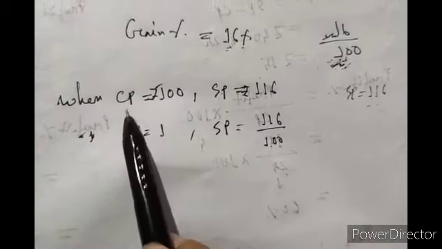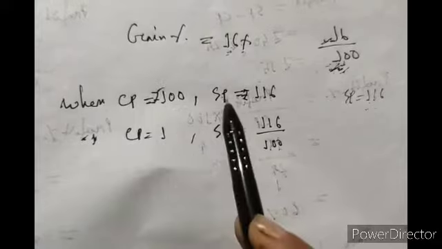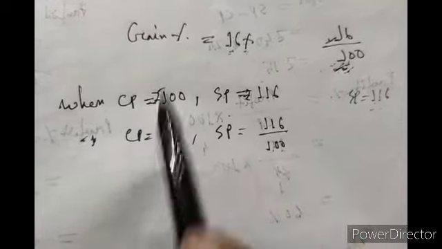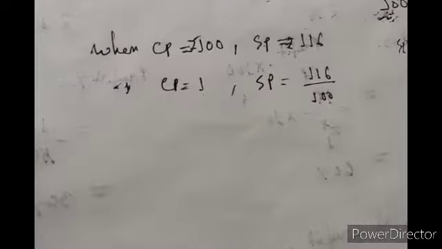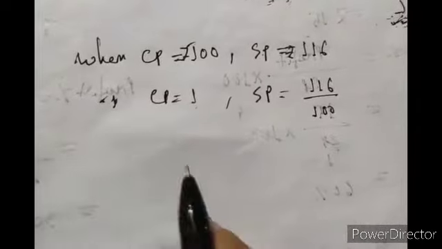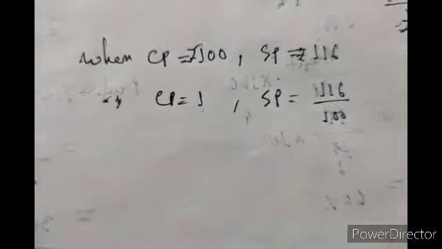Again, tell me why we are writing cost price first and selling price later. Because cost price is known to us, na? We have the cost price, but we need to calculate selling price. We don't know the selling price for that particular amount of cost price. Therefore we are writing cost price first. So when cost price is 1, selling price is 116 by 100. I think this is clear for everyone.